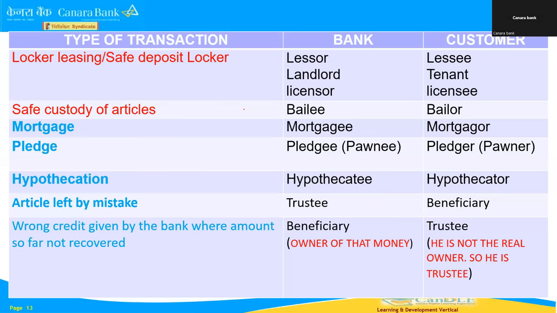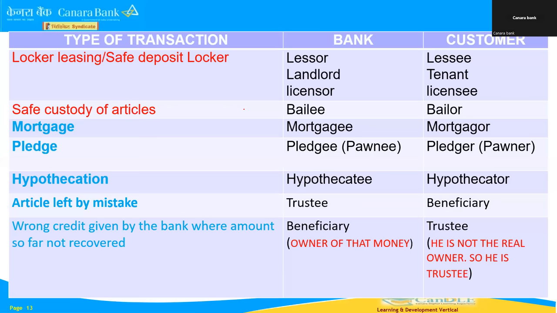If you read your lease agreement, it is not written as landlord and tenant. Lessor is the owner, lessee is yourself. Same thing. When a locker is given, bank is the owner. So lessor is the bank, lessee is your customer. And one more word they will use: licensor, licensee.